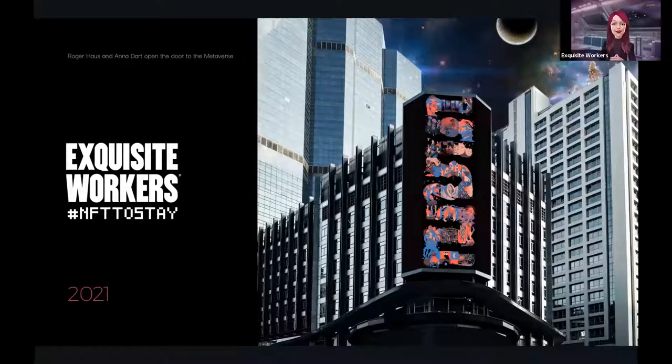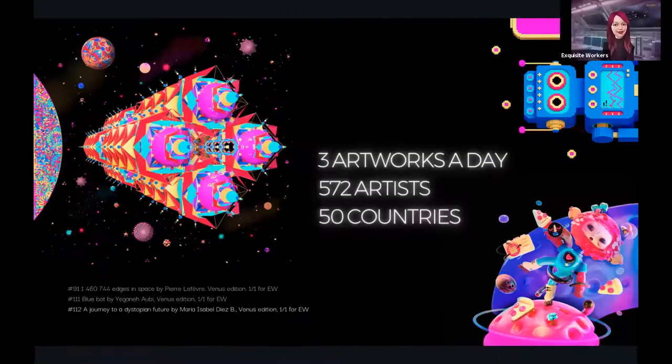We posted 3 illustrations per day until we reached 2021, when Roger House, our founder, and Anna Dar, myself, opened the door to the metaverse with this NFT mission. So now we create not only illustrations, but NFTs. By tokenizing the first in history exquisite corpse drawn in real time, we connect the past and the future, cities, countries, continents, online and in a physical realm.